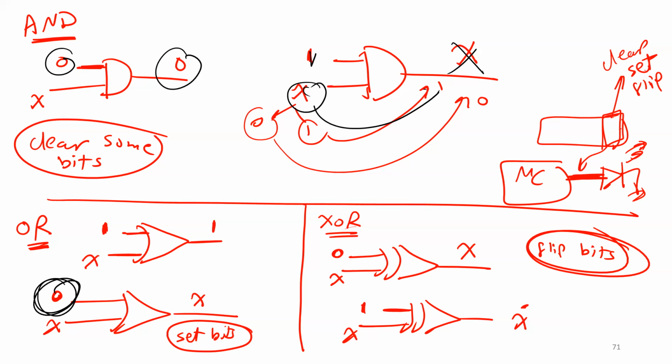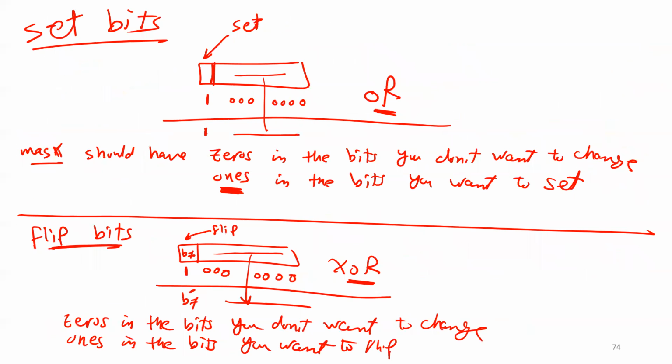The bits I don't want to change. But the bits I want to set, I have to put 1 here. Is that okay? So let's have an example to see how it works. For example, I want to set this bit, but I don't want to change these bits.